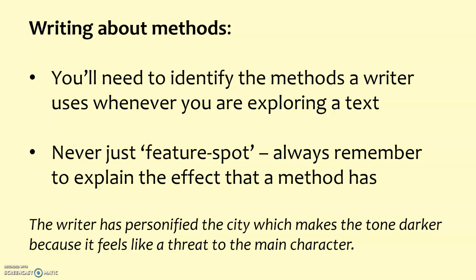But the second bullet point is also important. Never just feature spot, which is what it's called, where you literally just identify methods like going, that is alliteration, that is sibilance. Always remember to explain the effect that a method has on the person reading it. That is where you gain the marks. Identifying the feature is important, but the thing which really is important is explaining the effect that feature has. And I've done that at the bottom for you.